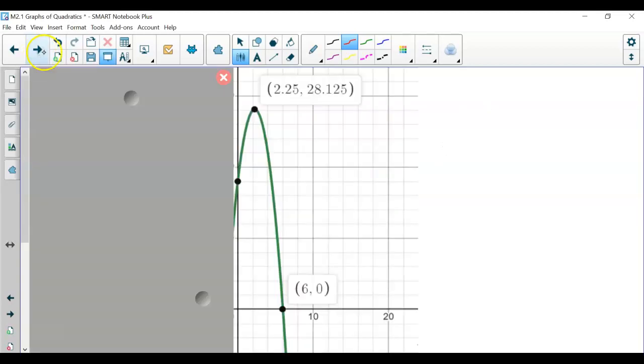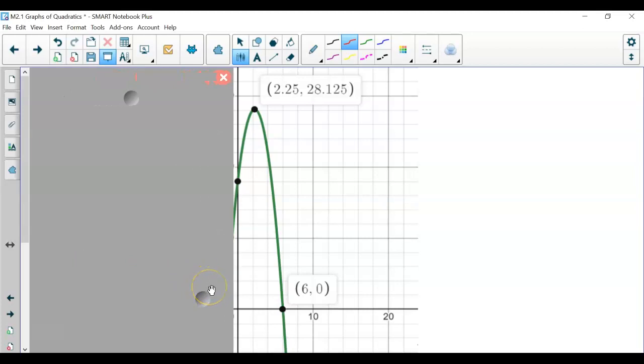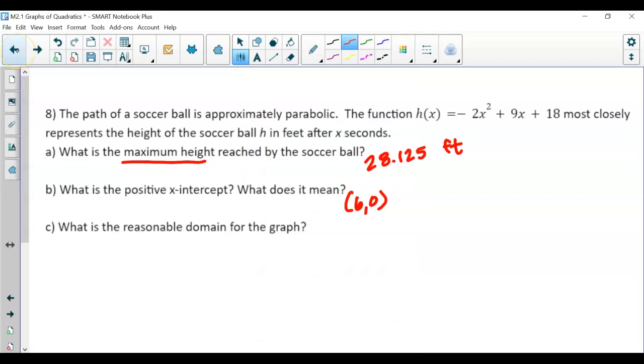Now, what is the reasonable domain? Domain is all x values, which technically go on and on, or we can say -1.5 to 6, going negative to positive. However, for reasonable, because you can't travel negative time, our x values start at 0 and end at what x value? 6. So here, your domain is from 0 to 6, or x values are all between 0 and 6.